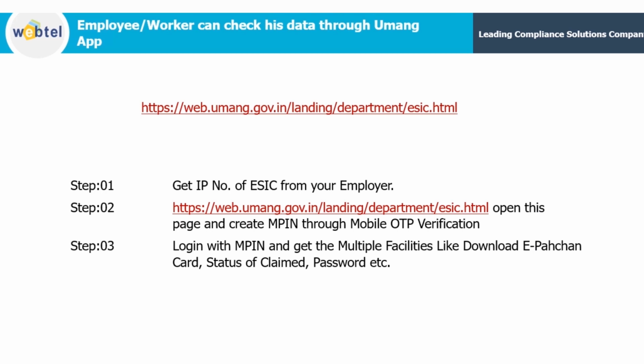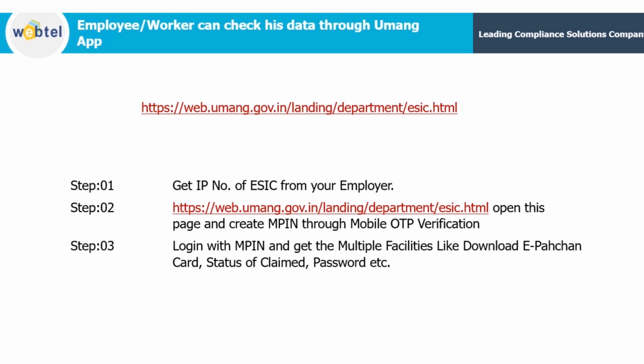After that, you can use the link to download the application, and to open the application you need an MPIN. MPIN can be generated using the mobile OTP. After that, when you get into the UMANG application, there are multiple facilities, like the employee can download the e-Pehchan card, view the status of claims, and change the password of the application.